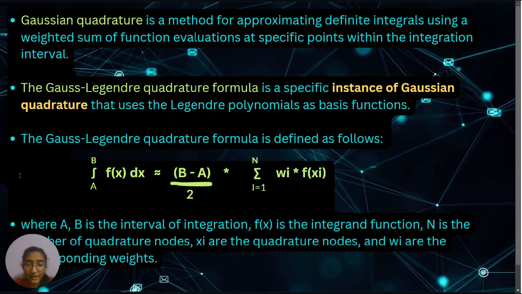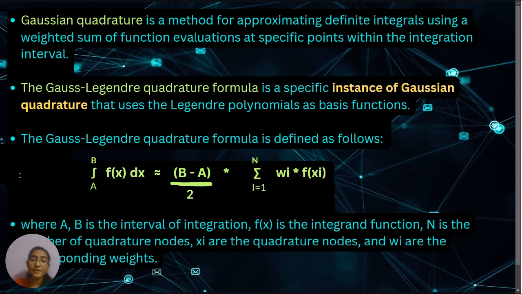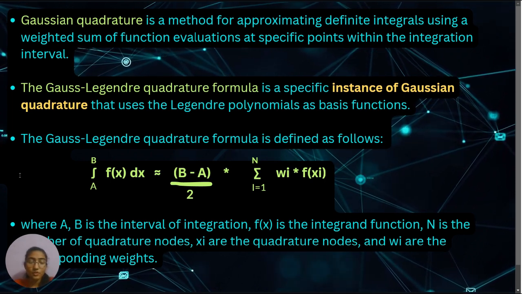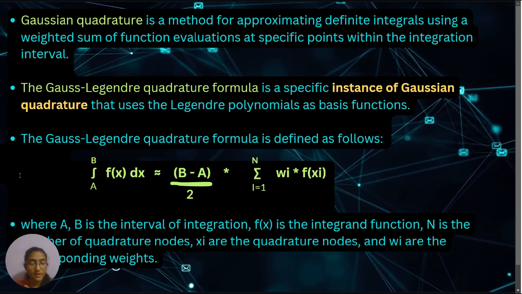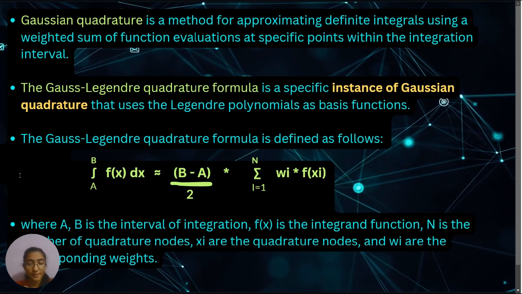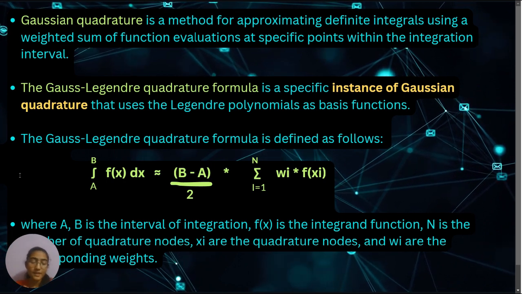So what is Gauss-Lagrange quadrature formula? It is a specific instance of Gaussian quadrature that uses Lagrange polynomial as a basis function. So Gauss-Lagrange formula is defined as follows. That is integration from a to b f of x dx, which is approximately equal to (b minus a) by 2 multiplied by summation from i equal to 1 to n of wi multiplied by f of xi, where a and b are just intervals of the integration, f of x is the integral function, n is the number of quadrature nodes, and xi are the quadrature nodes, whereas the wi are corresponding weights.